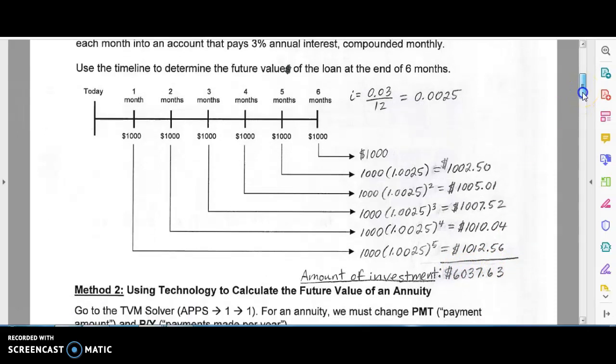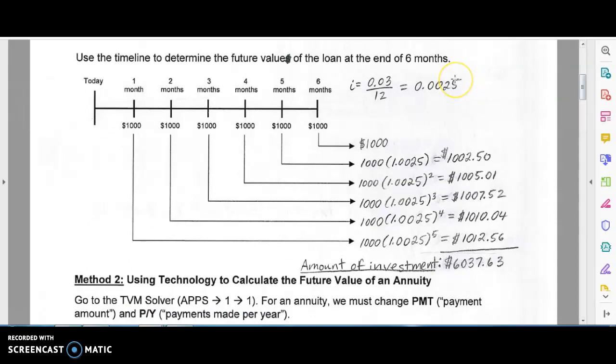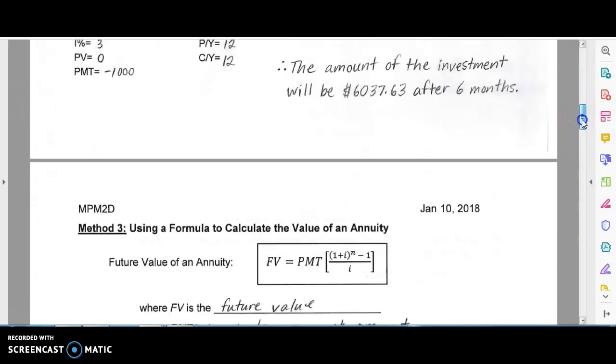You can see how it can be time-consuming. Now imagine if we had said this investment was going to last for 24 months or 36 months or something larger than that. Then you'd be sitting here drawing this timeline out for 24 or 36 months, which would take you a fairly long time. So good news is we don't have to use a timeline method for answering questions or finding these values. We do have a formula, which we'll look at in method 3.